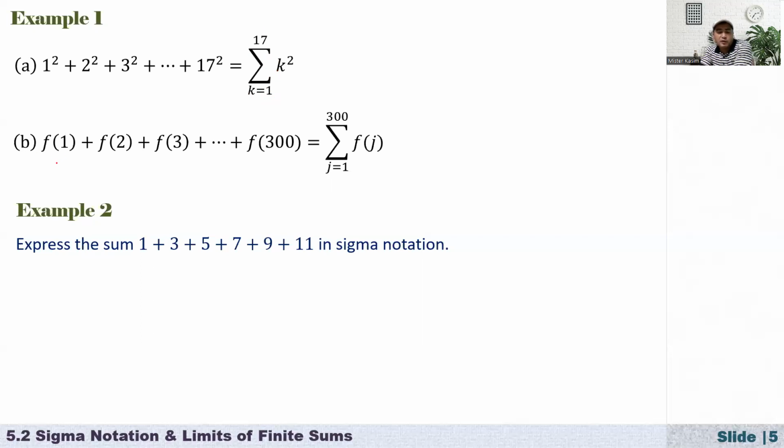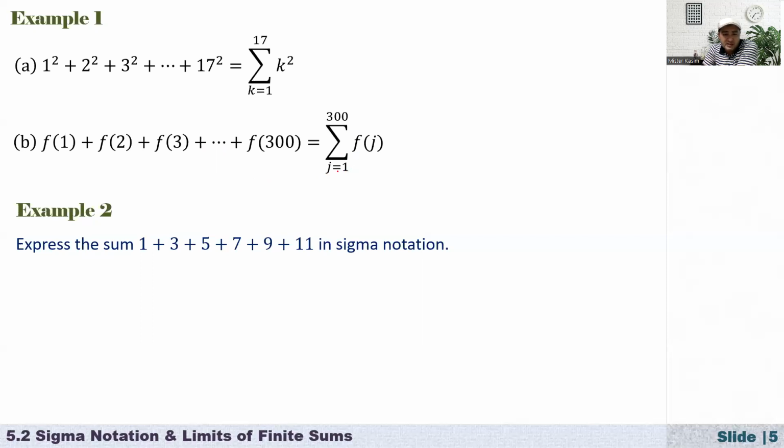And how about if we are given a function and we have to add its values at 300 different points? At x equals 1, at x equals 2, x equals 3, and dot dot dot, x equals 300. So how do I write this sum in compact form? Because we cannot write all the terms. And of course, I can just write it with dots, but in calculation, writing in sigma notation is more convenient.